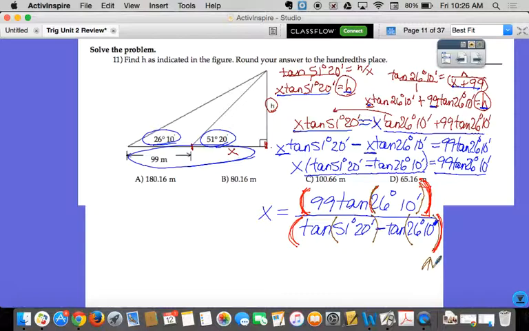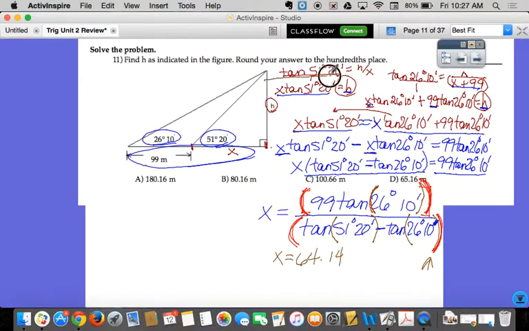Okay, so let me see if I can get this typed in so we can find the answer to this. I need parentheses, 99, tangent, 26 plus 10 divided by 60. I've got to close it twice. Divided by, open, tangent, 51 plus 20 divided by 60, close it, minus tangent 26 plus 10 divided by 60, and I do not have to close. I got 64.14. Now here's the thing, that's not listed because I didn't find h, I found x.